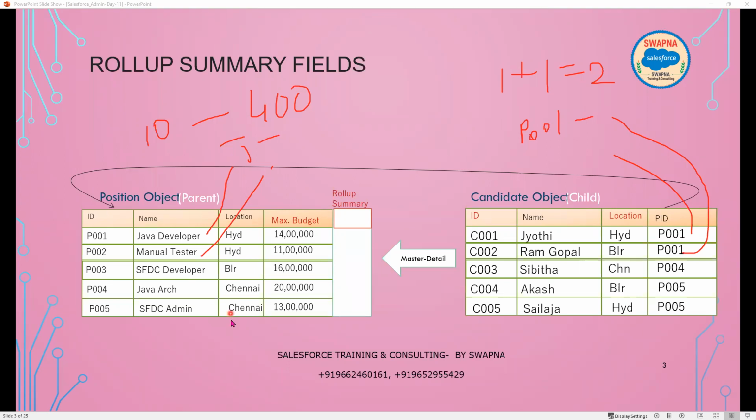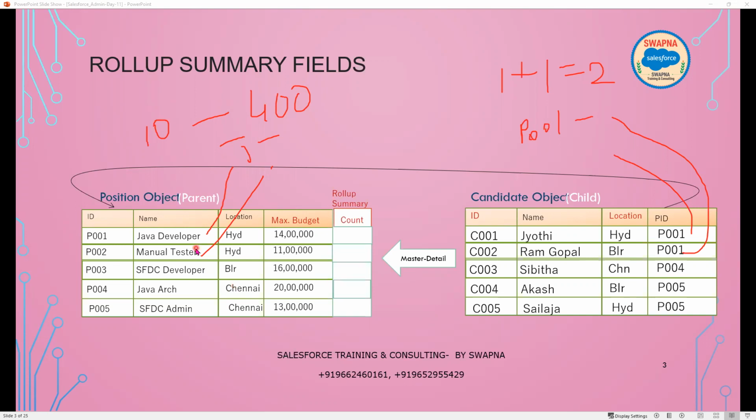Rollup summary field has different functions. Now, which one do I need to perform it? There are different functions available in the rollup summary. For example, right now I want to get the count of the candidates for each position.